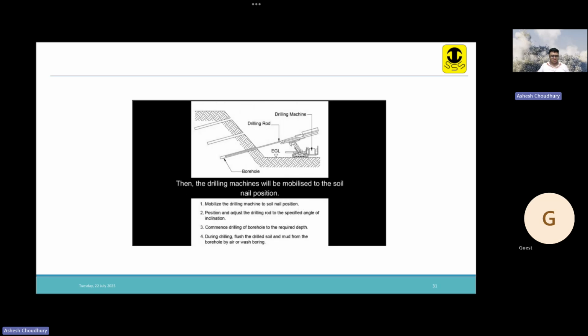Then the drilling machine will be mobilized to the soil nail position. The drilling rod is then positioned and adjusted to the specific angle of inclination, which is at mentioned 15 degree. Then the operation of drilling will be started, and at the same time the drill soil will be flushed out by air.